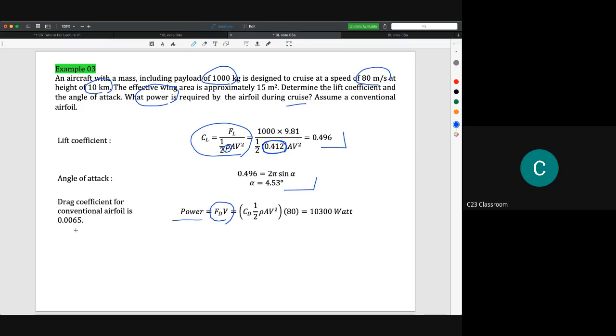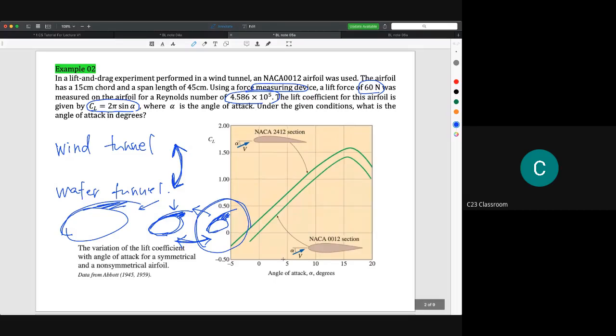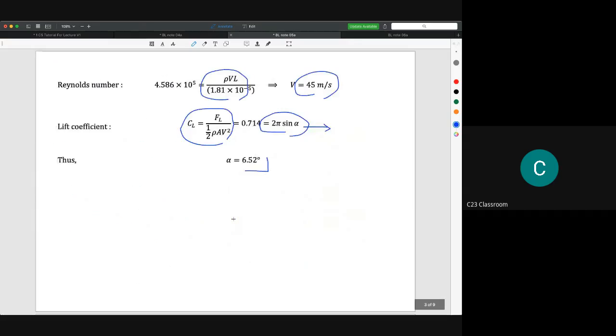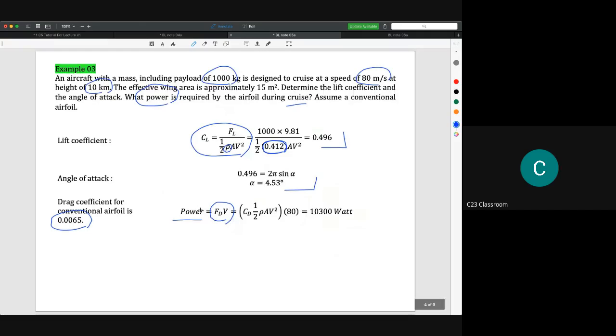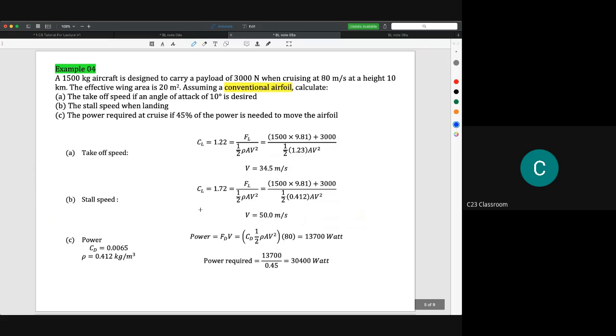So the drag force here is 0.0065. So I think this is taken from the graph. So let's say the 4.53. So I think it's taken from 4.53. So around this one, I think. I'm not so sure. Okay. Because this is a very simple question, I just want to explain to you, at least you know how to conduct the calculation about lift force and drag force.